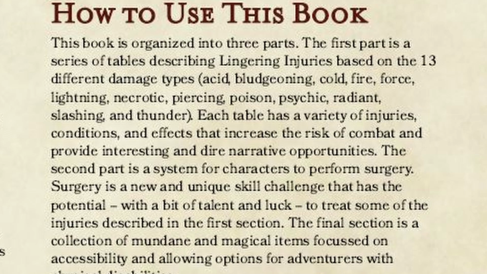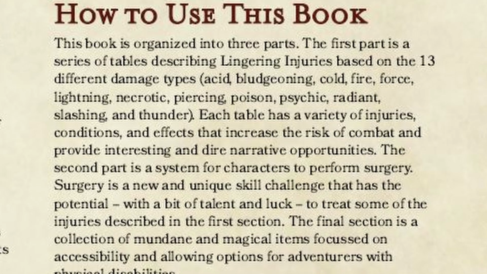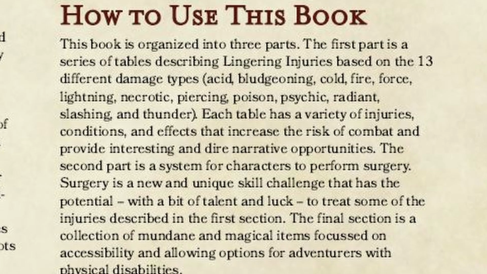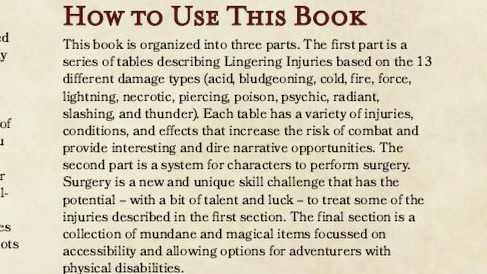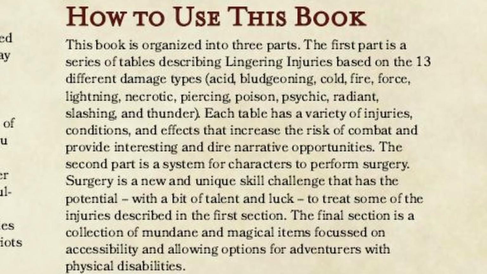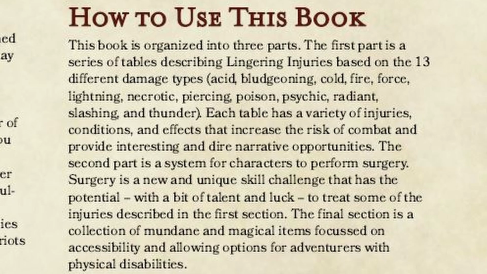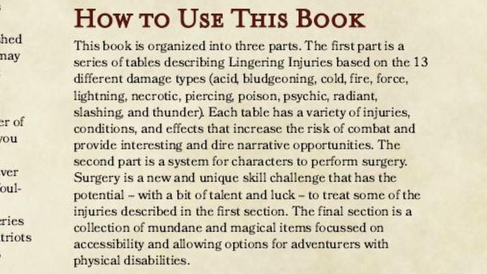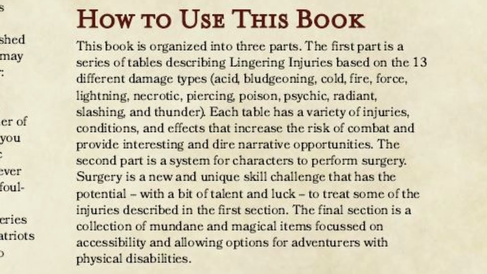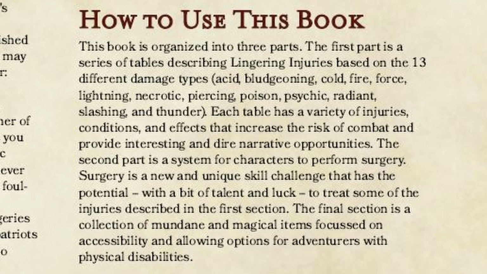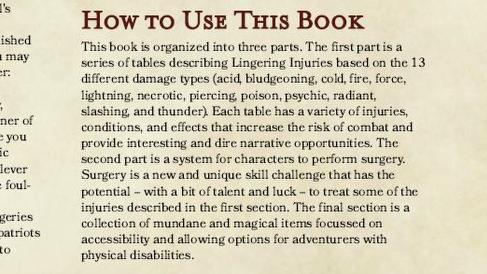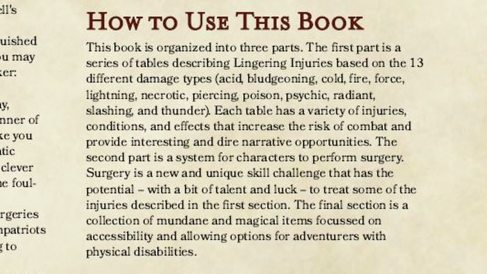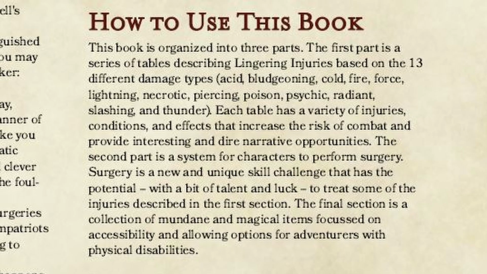So, I once saw it roll a d20 and you get a shoulder injury, but there's no detail on how an acid splash would differ from a warhammer crashing into your shoulder. Each table has a variety of injuries, conditions, and effects that increase the risk of combat and provide interesting and dire narrative opportunities. The second part is a system for characters to perform surgery. Surgery is a new and unique skill challenge that has the potential, with a bit of talent and luck, to treat some of the injuries described in the first section.